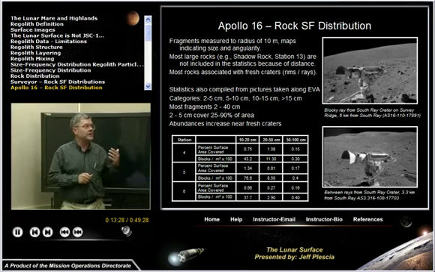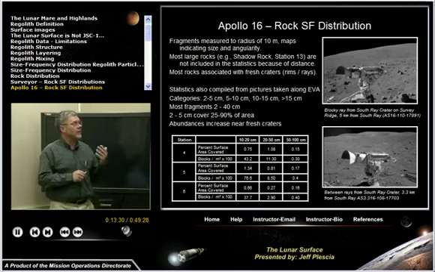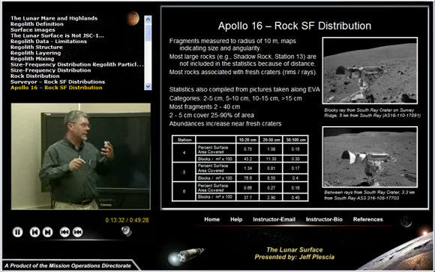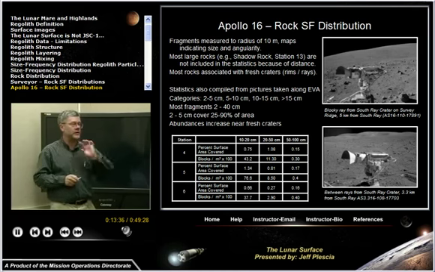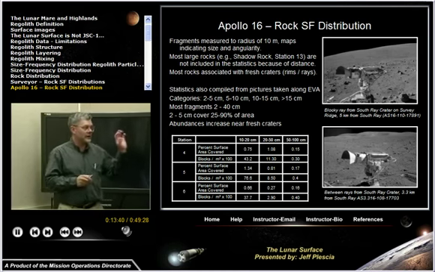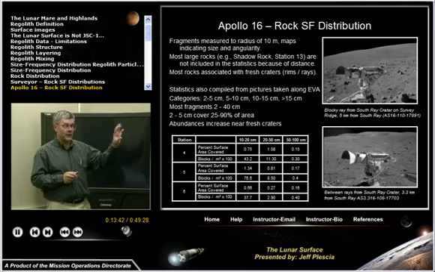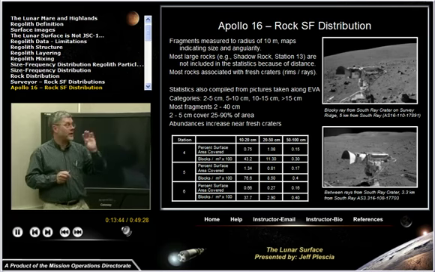So the distribution of rocks on the surface is relatively well understood. In one sense it's random, but in another sense it's really associated largely with fresh craters. So if you're going to land on the surface of the Moon or operate in an area, if you stay away from the relatively fresh craters, you won't encounter rocks.